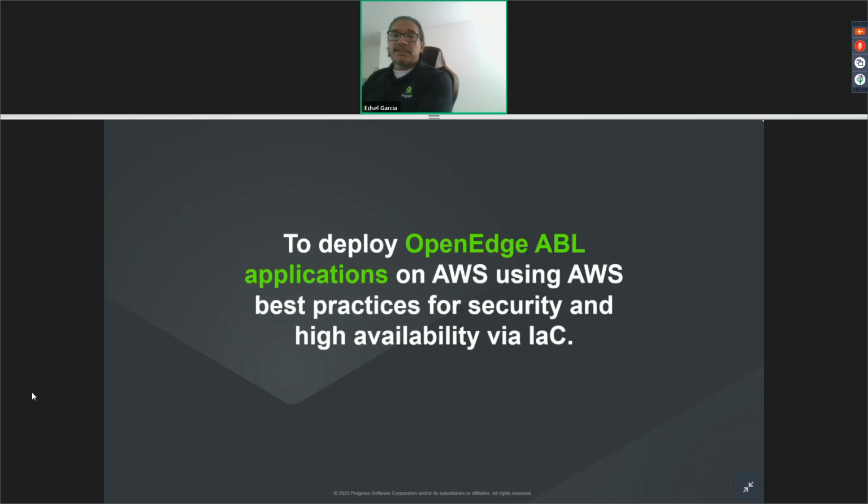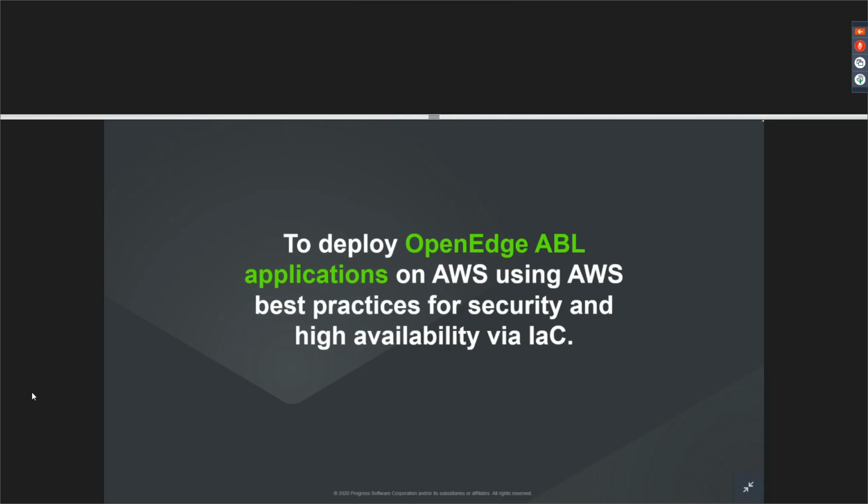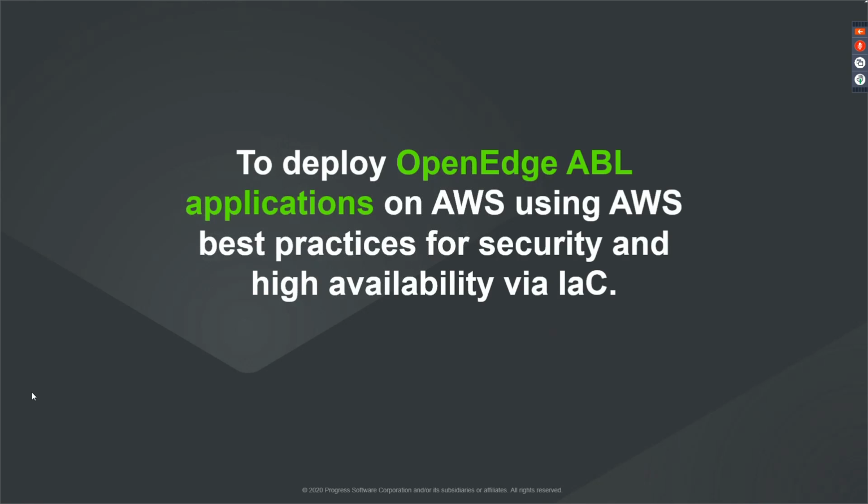So let's focus now on this screen. The goal is to deploy OpenEdge ABL applications on AWS using AWS best practices for security and high availability via infrastructure as code. What is the idea here? The idea is that we are building OpenEdge applications, end-to-end applications with a web UI, with a REST service layer, and with the database. With this configuration, we want to deploy it on the cloud.